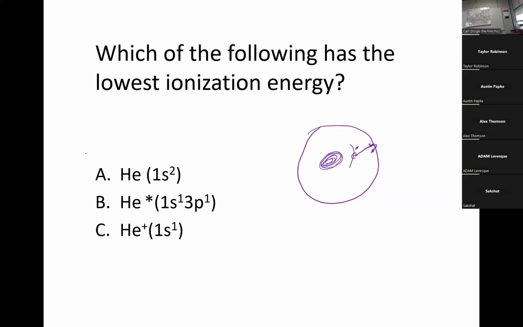What's happened in going from A to B? How's that different? Looks like one of the electrons got excited. This is an excited state. Okay, so there's helium ground state, there's helium excited state, and then this is the helium ion. So I'm asking, which one of these would you expect to have the smallest ionization energy? Can you rationalize based on the things that we've been talking about?